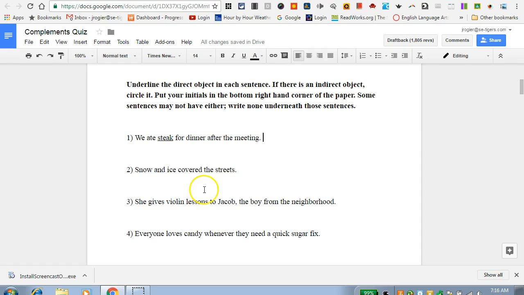Snow and ice covered the streets. Snow and ice covered. What did they cover? They covered streets, and so streets is underlined because that's the direct object. Again, there is no indirect object there.